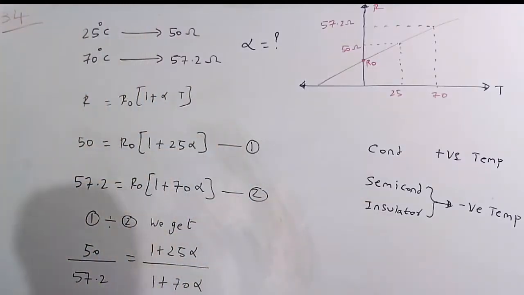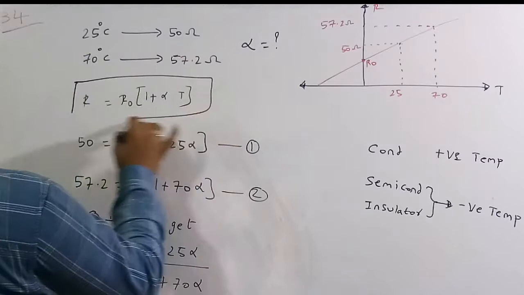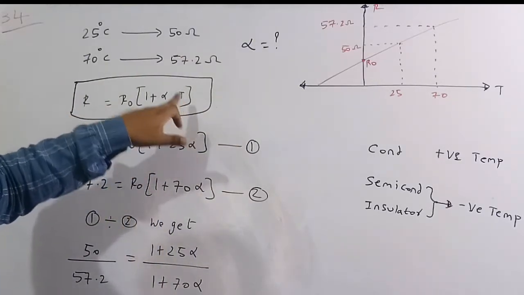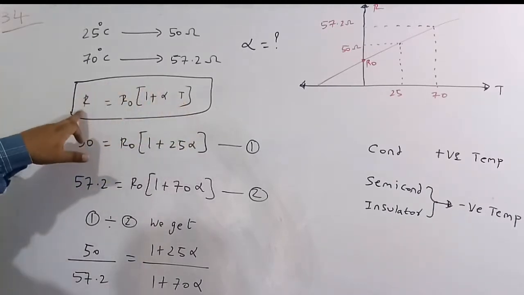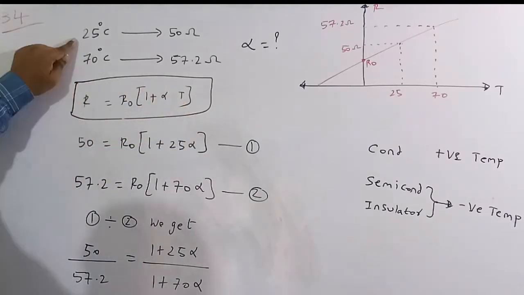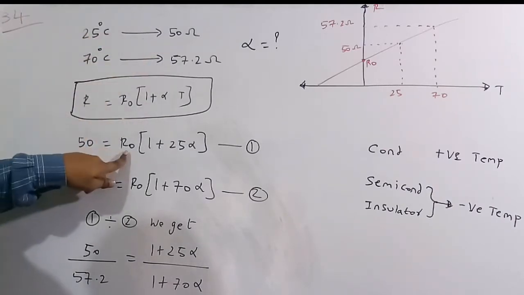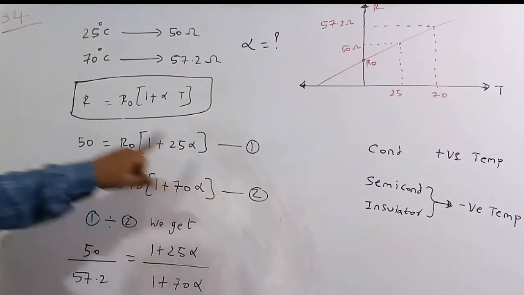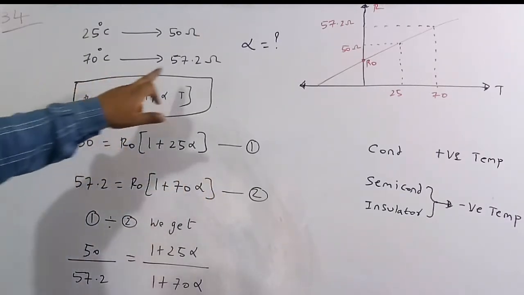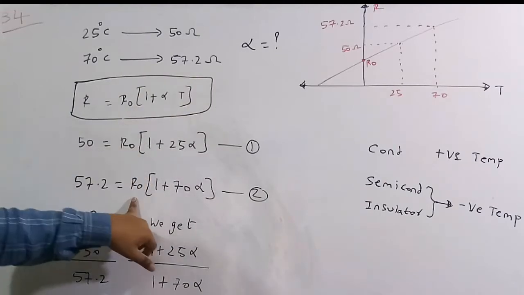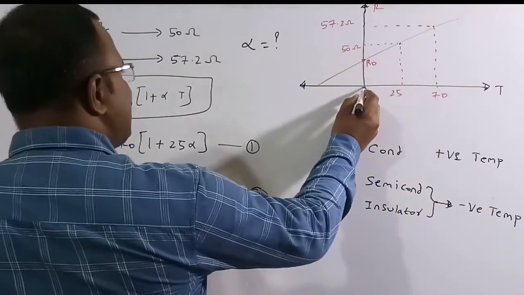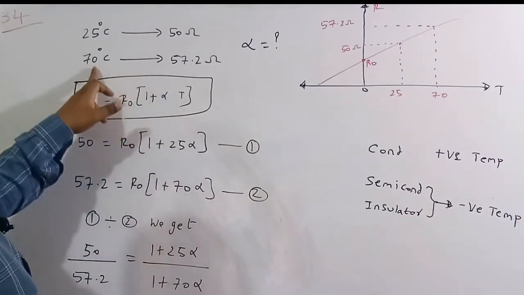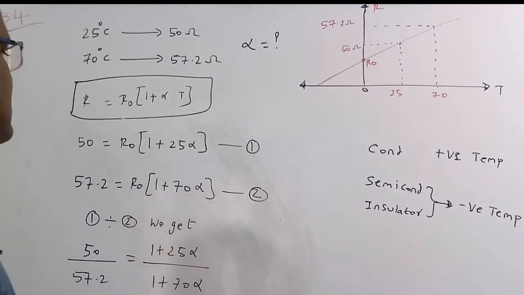Based on this, the basic formula is that the resistance at any temperature T is equal to R naught, the resistance at 0 degrees, into 1 plus alpha T. For the first equation, 50 ohm is equal to R naught into 1 plus 25 into alpha. Similarly, for the second equation, 57.2 is equal to R naught, the resistance at 0 degrees, into 1 plus alpha into 70. We need to find the value of alpha.